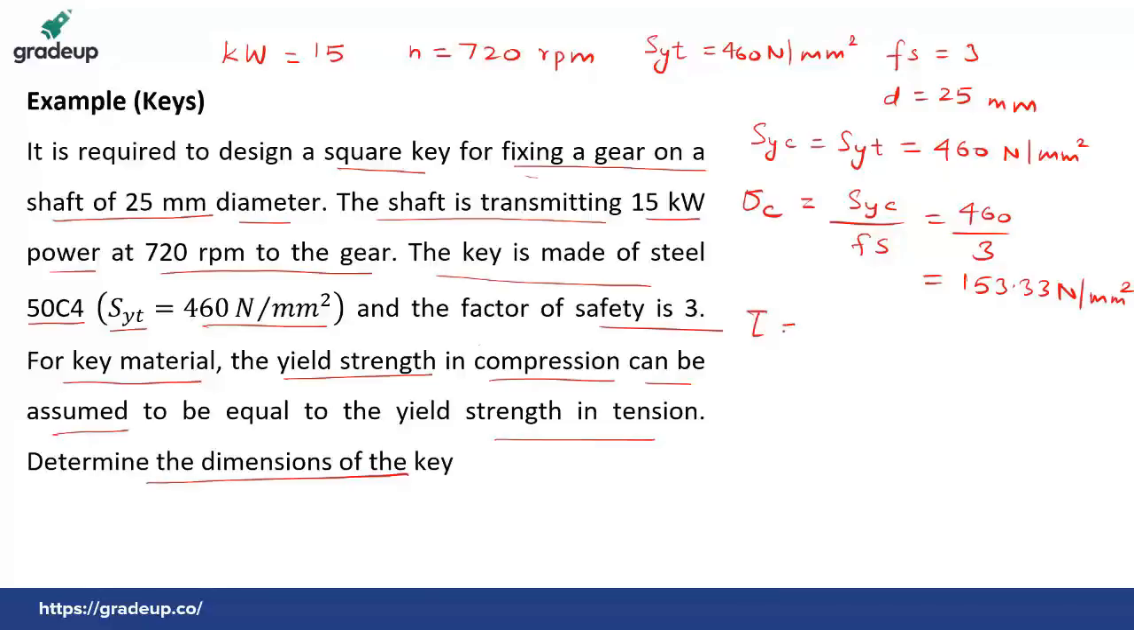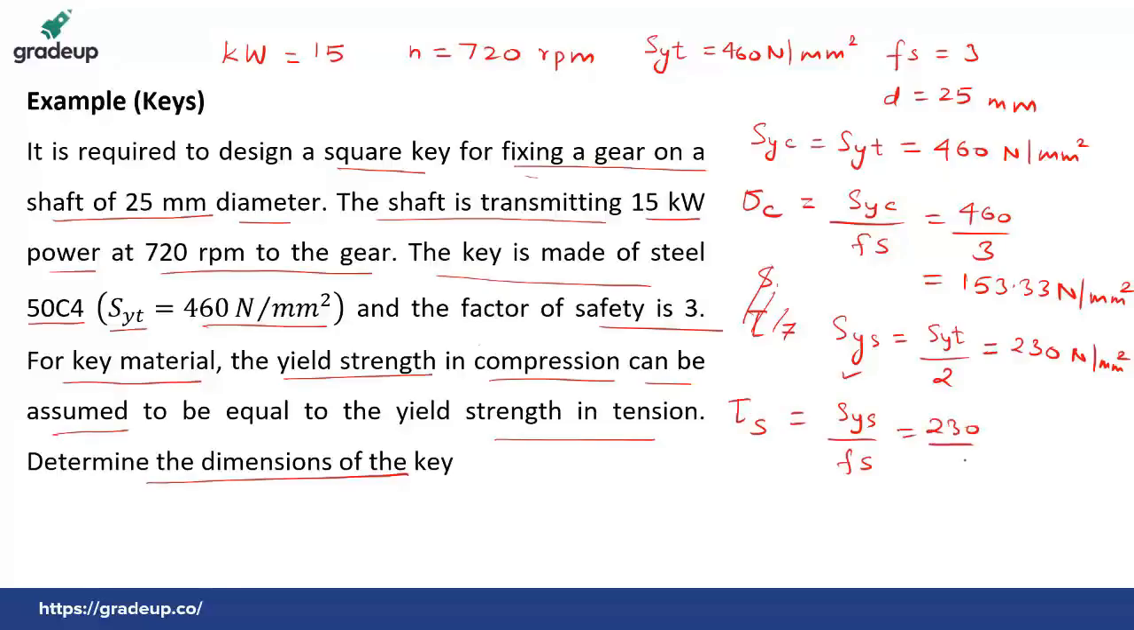Then for the shear stress, we know that Sys is equal to Syt divided by 2. This we already know from the subject of strength of materials, in the case of theories of failure, we have seen this. Okay, so this value will come out to be 230, that is 460 divided by 2, that is 230 Newton per mm square. Okay, so the shear stress will be equal to Sys divided by factor of safety. This will be 230 divided by 3. This will come out to be 76.67 Newton per mm square.